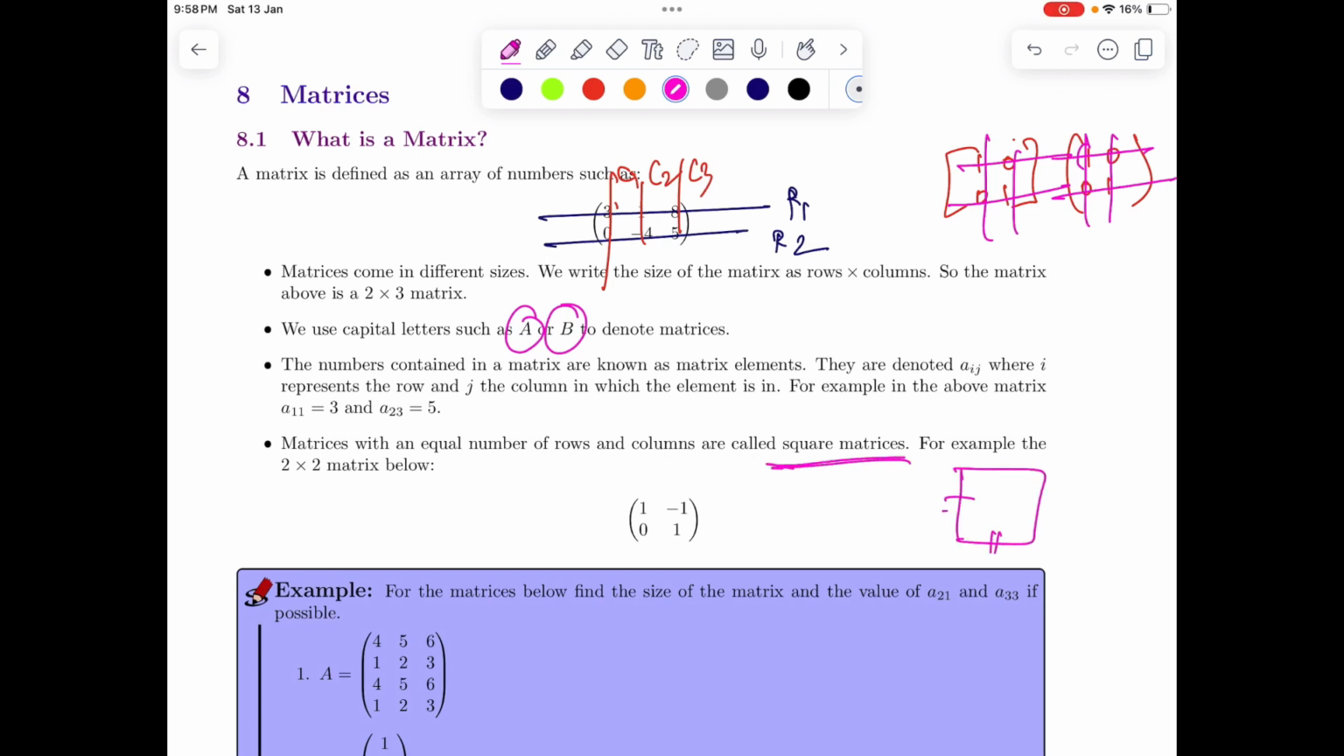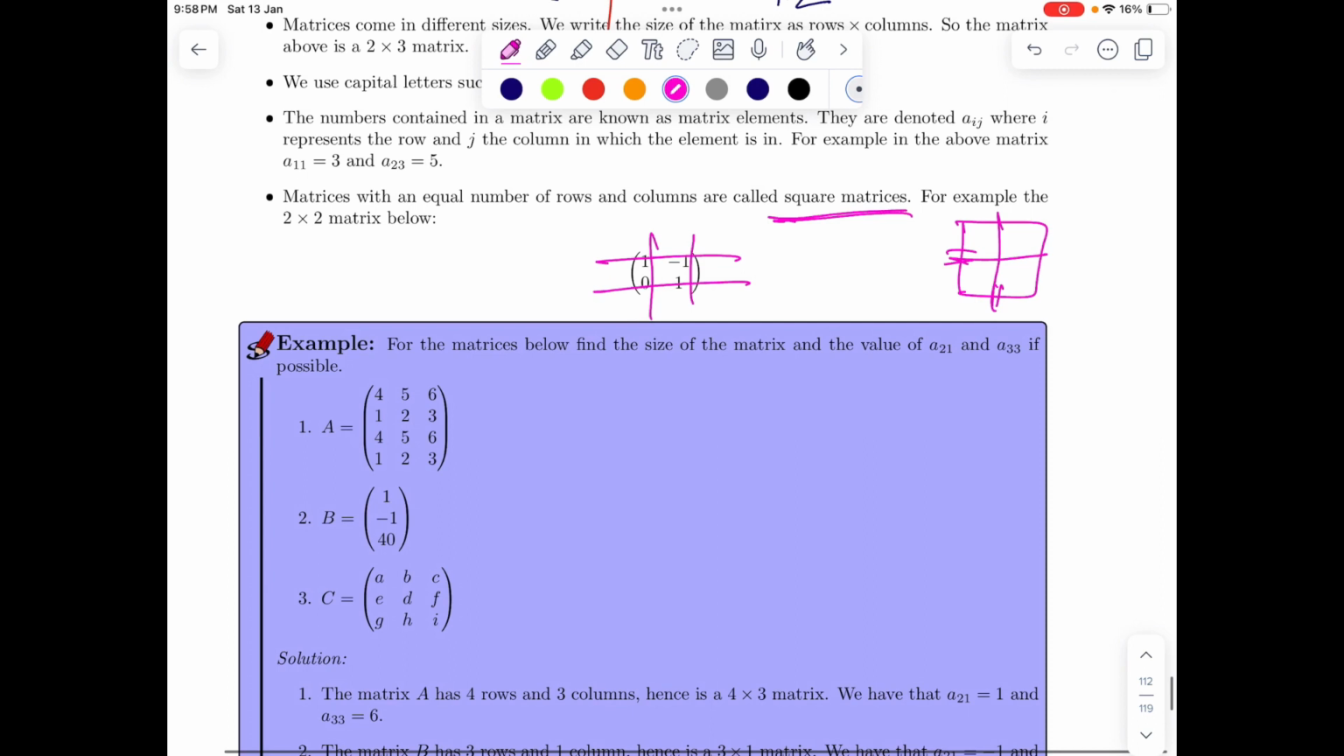So we use capital letters A and B to denote matrices. A matrix with an equal number of rows and columns is called a square matrix because it feels like they are equal. So we have 2 rows and 2 columns. So it feels like a rectangle becomes a square. Probably that's the name. Okay, so the size of a matrix is denoted like this. You put an index, how many rows are there?